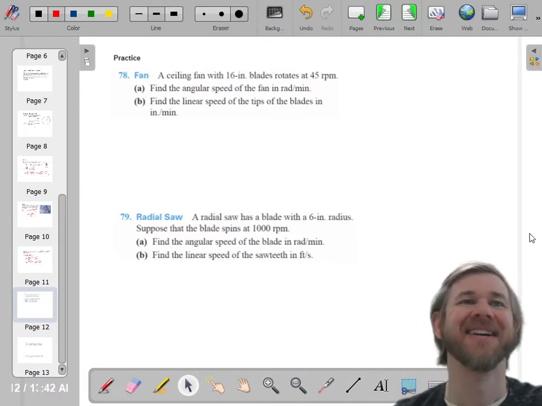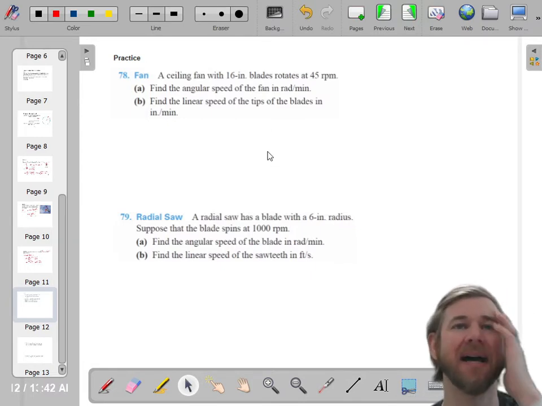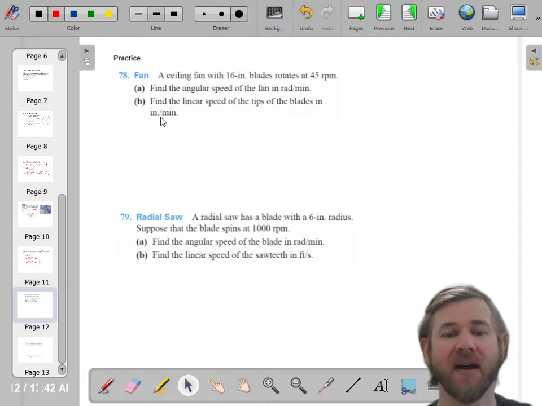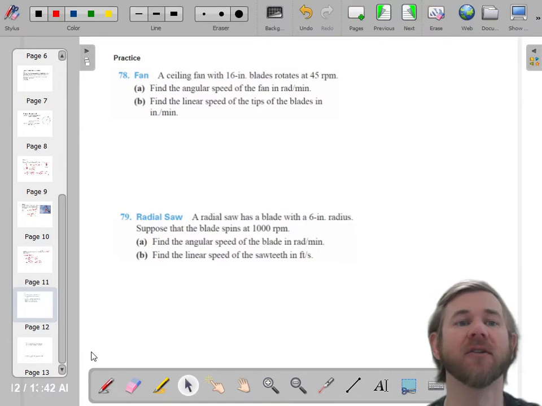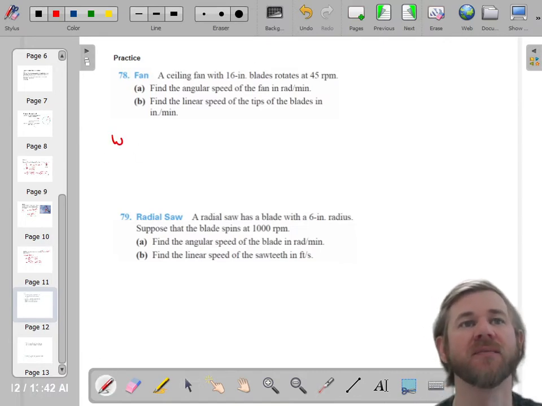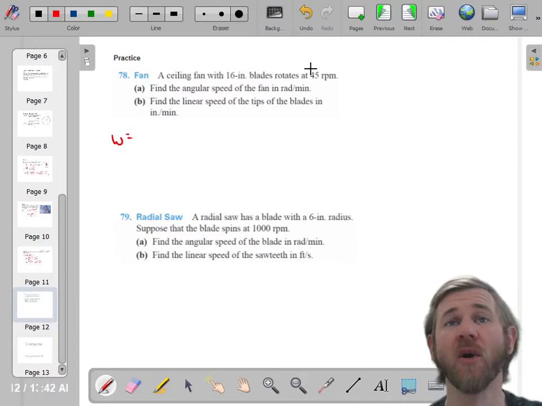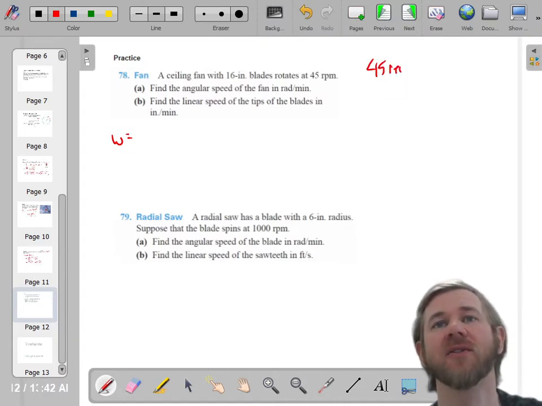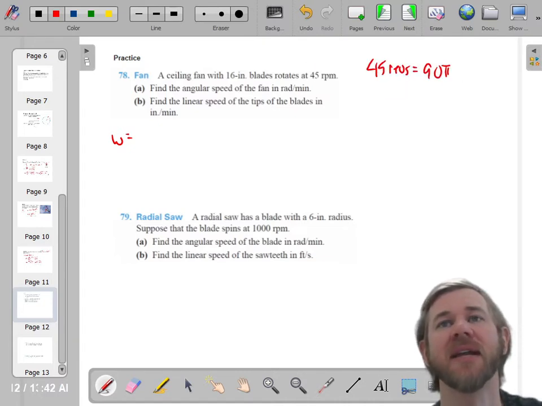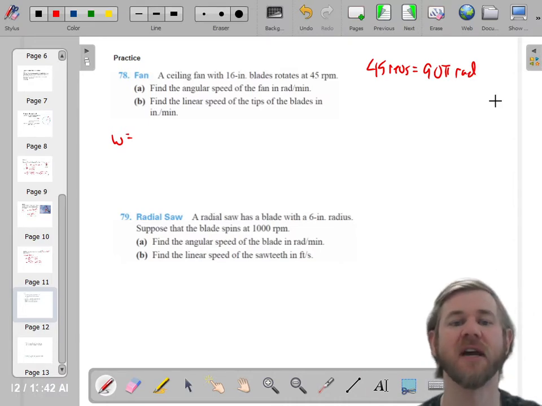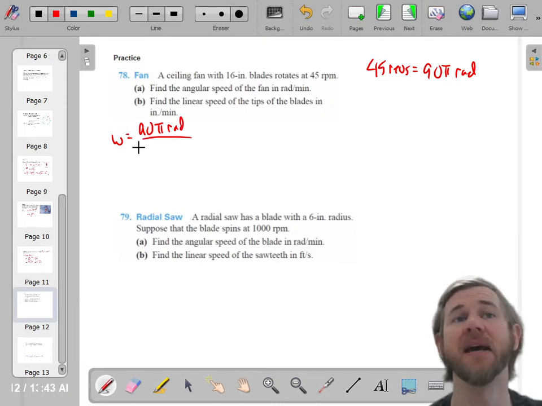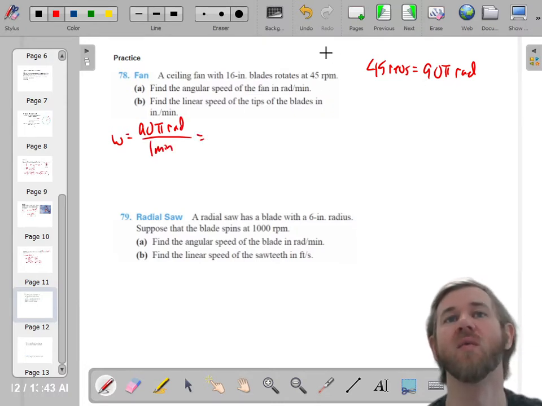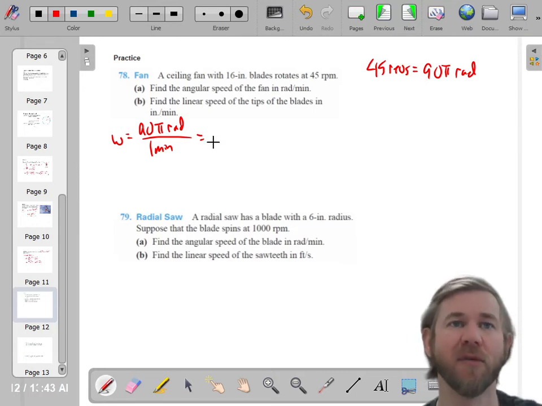And we're back. So let's see. Ceiling fan with 16 inches, rotates at 45 RPMs. Okay, fine. So what are we asked to find? We're going to find an angular speed in inches a minute. So W would be 45 RPMs. 45 revolutions is 90 pi radians because it's 2 pi for every time you go around. So this would be 90 pi radians, and that's RPMs, so that's 1 minute. So revolutions per minute. We're saying 90 pi radians per minute.